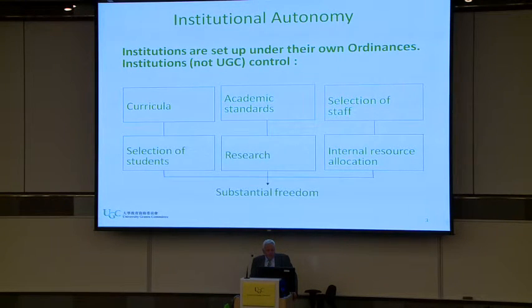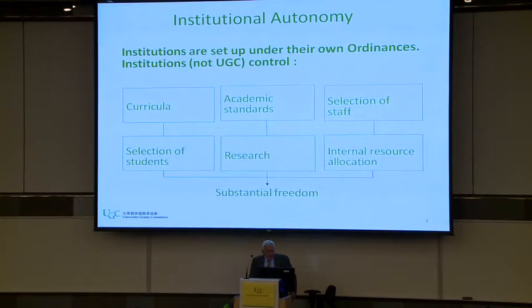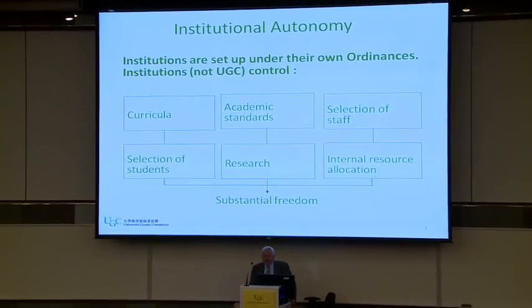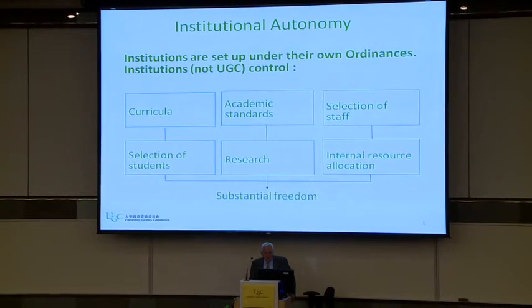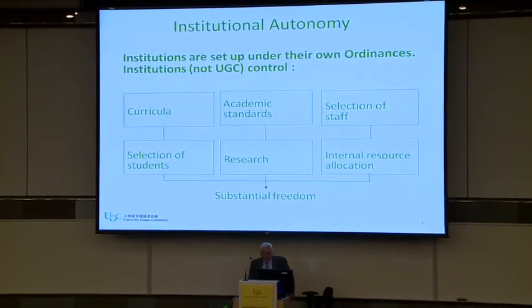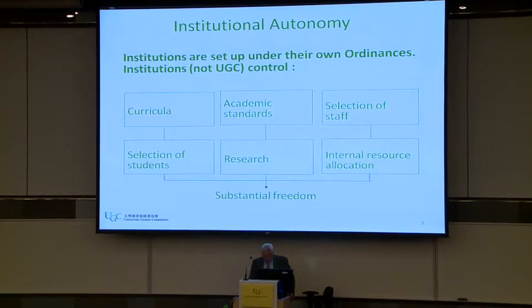What does institutional autonomy mean? It means our universities are allowed and protected in devising their own curricula, maintaining their academic standards, in the hiring and firing of staff, and selection of students, in carrying out their own research into whichever academic discipline and domain they choose to do, and in handling their own resource allocation, which adds up, in our view, to substantial freedom. The UGC's job is to try and protect those issues, and to maintain the fact that the institutions are set up under their own ordinances and not under the UGC control.